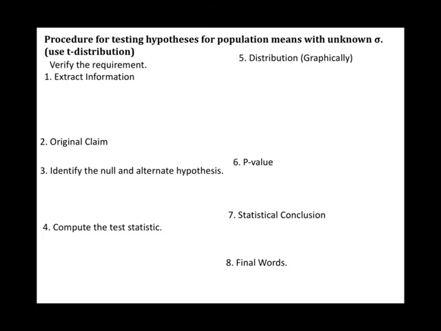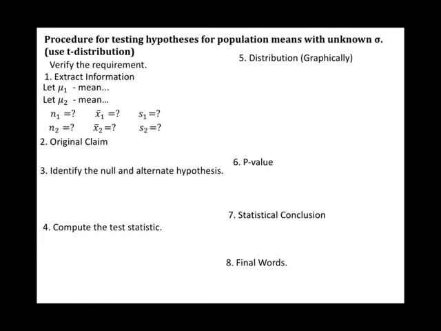Okay, procedure for the hypothesis testing for the population mean. So first step, write down which one is going to be your mean 1, which one is going to be your mean 2. It doesn't matter which one is mean 1 or mean 2, but it will affect your original claim, your null and alternate hypothesis, and also your test statistic and the distribution.